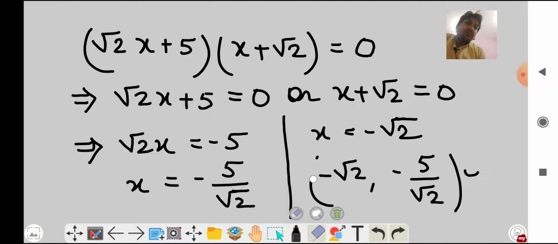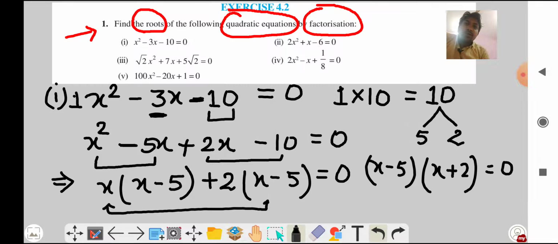Is it clear, guys? So we are getting two roots. One is minus root 2, another one is minus 5 upon root 2. Okay. So I think we have covered all the three parts. First, 2, 3 we have already covered.